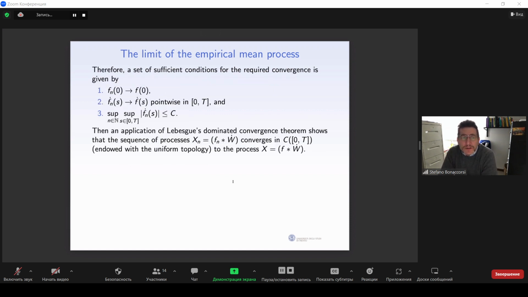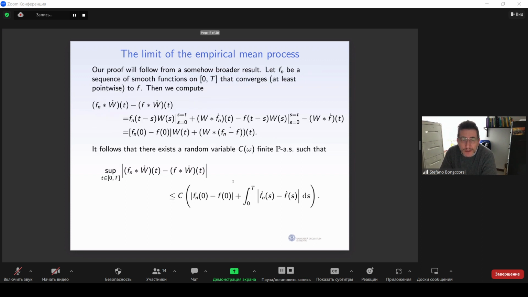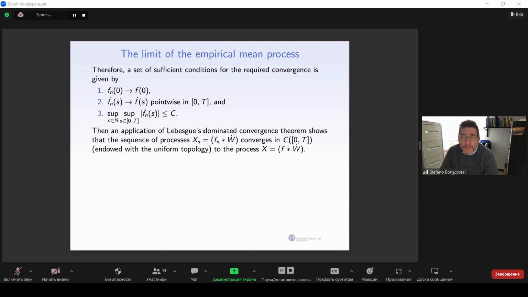And so it is sufficient to prove that if f_n converges in 0 and f_n dot converges pointwise to f dot, then we can apply the Lebesgue dominated convergence theorem. So for instance, we suppose that the f_n dot are uniformly bounded. Then, by the previous estimate, we can take the limit in n inside, and the previous estimate says that the sequence of processes X_n converges to the process given by the convolution with respect to the limit function.